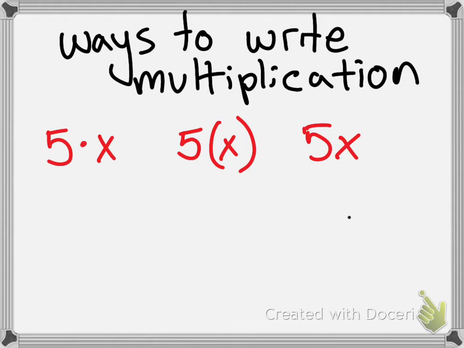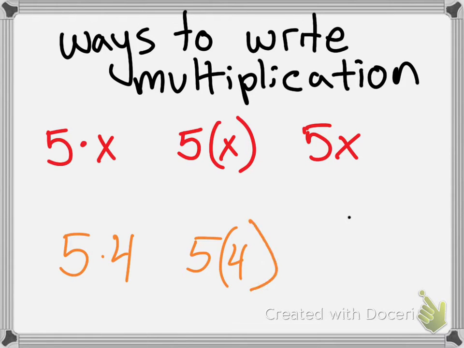Now, I want you to write this down. Here are the 3 ways to write multiplication problems. If you see any multiplication problem that looks like this, for instance, it could be written with numbers as well, I just put X. It could be 5 times 4. It could be 5 parentheses 4. However, it can't be written like 54 because that's just the number 54. But these are the ways that you can write down multiplication problems.